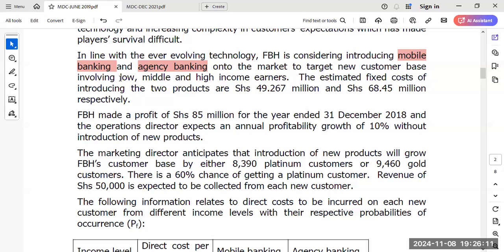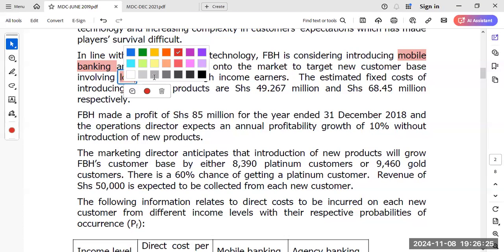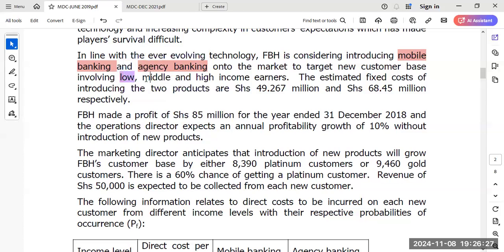But what they are telling us is we have different categories: low, middle, and high income earners. So I have to also highlight this, because these are your states of nature. These are your states of nature. These are customers.